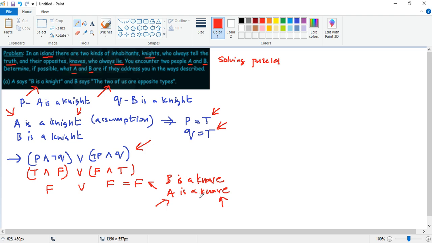Which means A is a knave, right? So we have determined that A is a knave. We are sure that A is a knave, right? So whatever A says is wrong, or a lie, right? So what does A say? A says B is a knight, which means it's wrong, which means B is a knave. So we can conclude that this is the correct type of A and B according to what they have said.